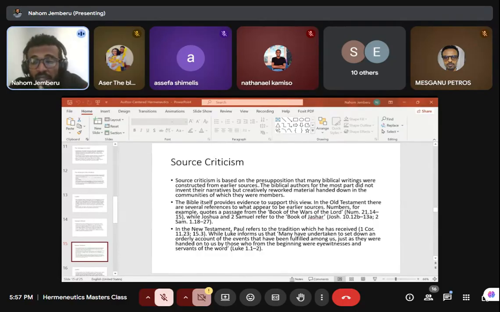The same can be seen in the New Testament as well. For example, Paul refers to the tradition that he has received. He says, for example, this is not from me, this comes directly from the Lord. As you know, Paul was not familiar with the Lord physically, so he must be referring to what he's heard from the disciples, that the Lord has said something like this. Or think of 1 Corinthians 15, where he says, I give you what I've received.